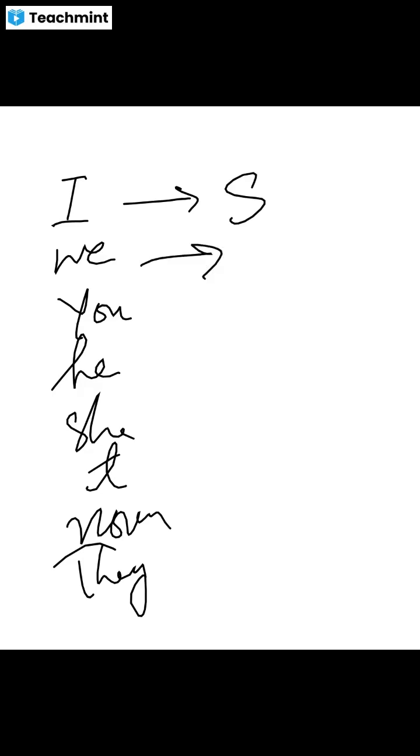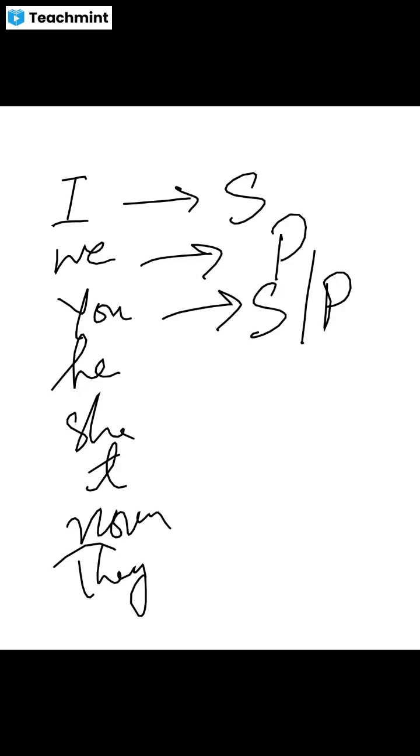What about we? It's plural. What about you? It's singular as well as plural. You are a boy, you are boys. So I used you with a singular boy and with plural boys. Okay? Then he, it's singular. She, it's singular. It is singular.